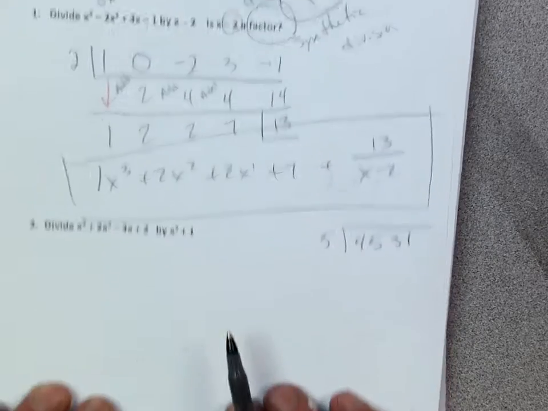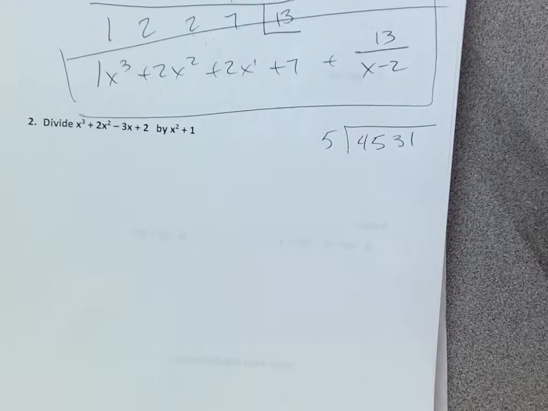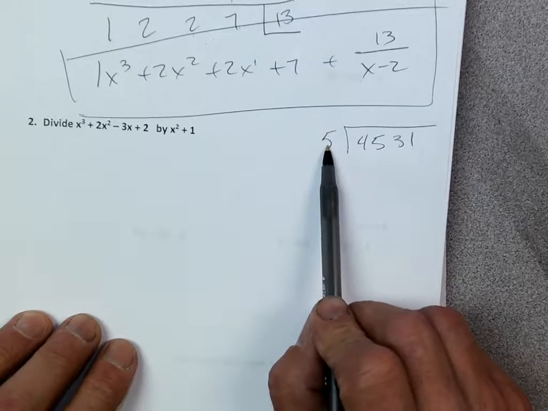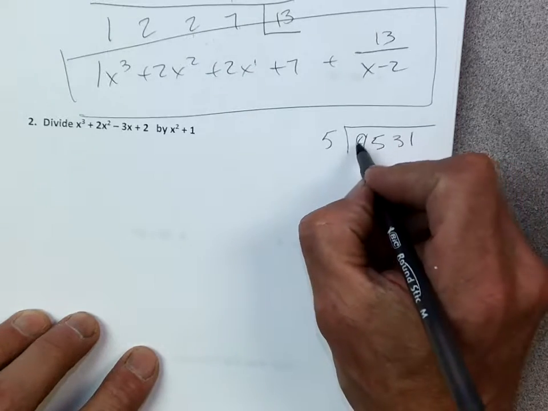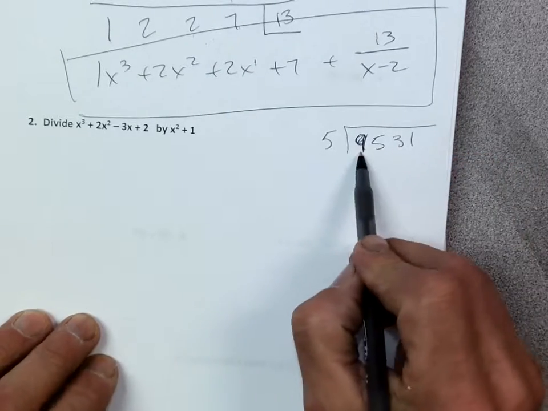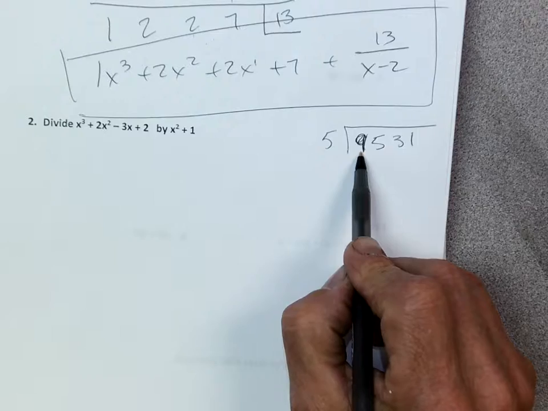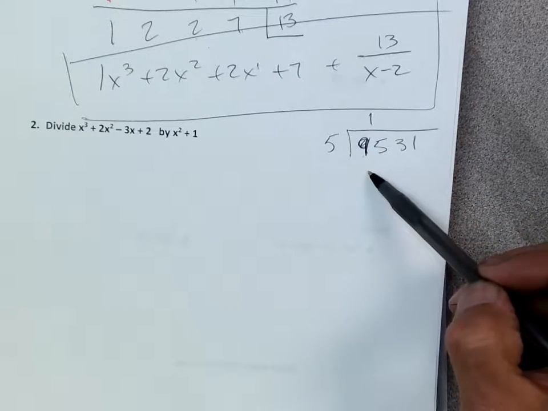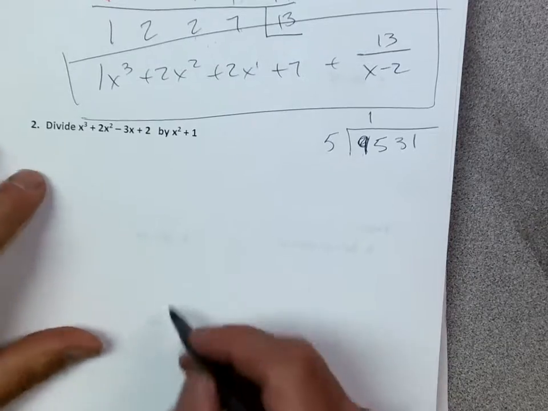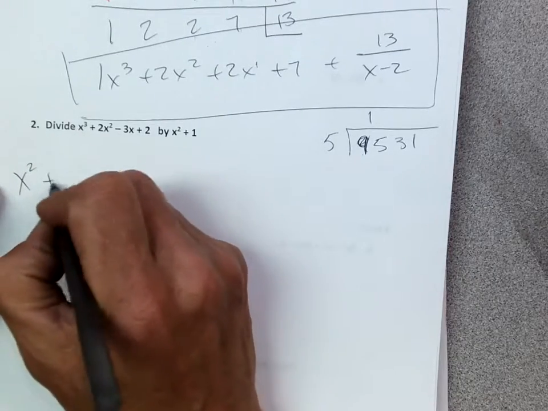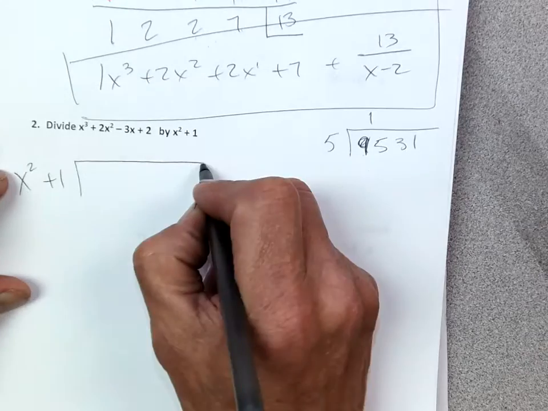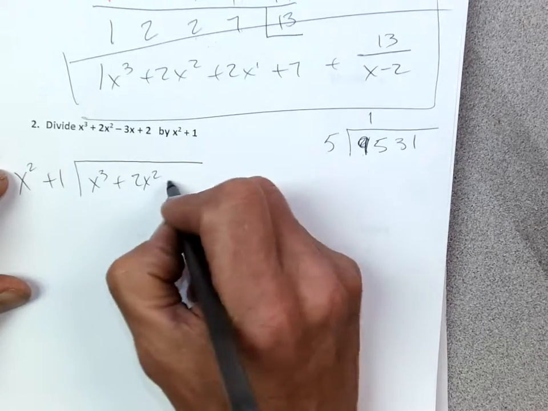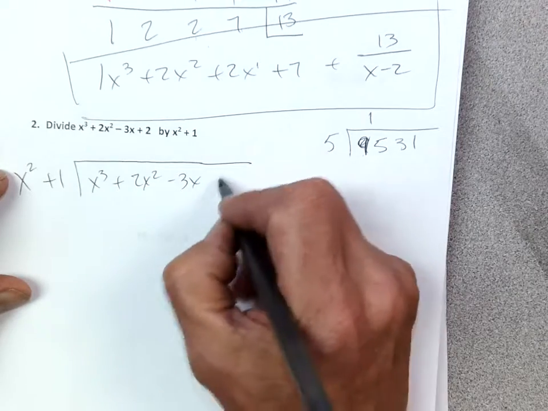Okay. Now, before I do this one, let's see how this one works. 5 goes into, let's make this a 9. 5 goes into 9 one time, so we put the 1, and then we say 1 times 5 is 5. We're going to do the same thing. We're going to divide x squared plus 1 into x cubed plus 2x squared minus 3x plus 2, okay?